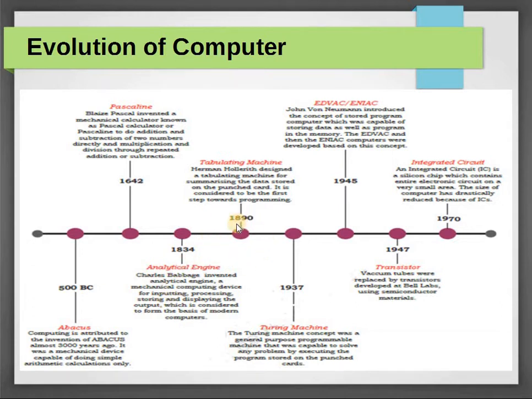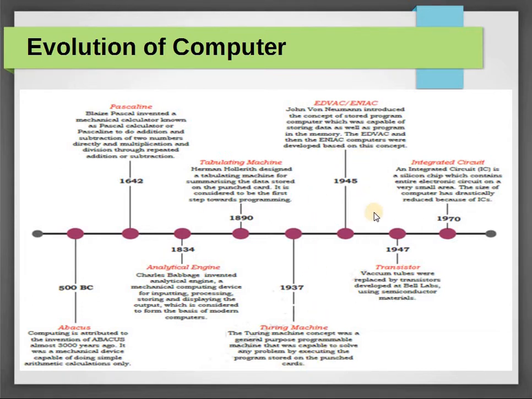Then in 1890, the tabulating machine was discovered by Hermann Hollerith. It is a tabulating machine for summarizing the data stored on punched cards. It is considered to be the first step towards programming. Then in 1937, the Turing machine was discovered. The Turing machine concept was a general purpose programmable machine that was capable of solving any problem by executing the program stored on punched card.